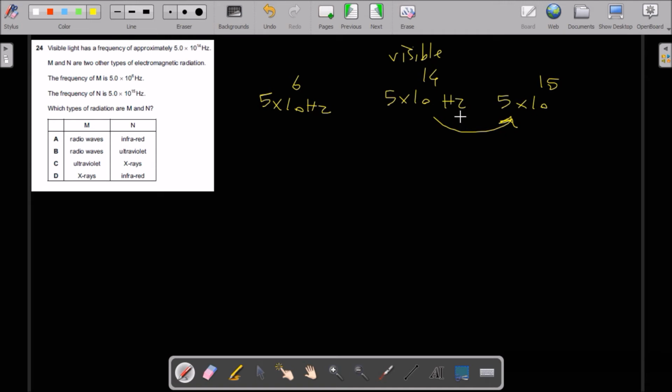Near visible light, the higher frequency will be ultraviolet. That's why N will be ultraviolet. Based on this, only B will be right. So the answer will be B. And 5 times 10 to the power 6 Hertz is a very small frequency which is related to radio waves. Based on these things, you can choose B.